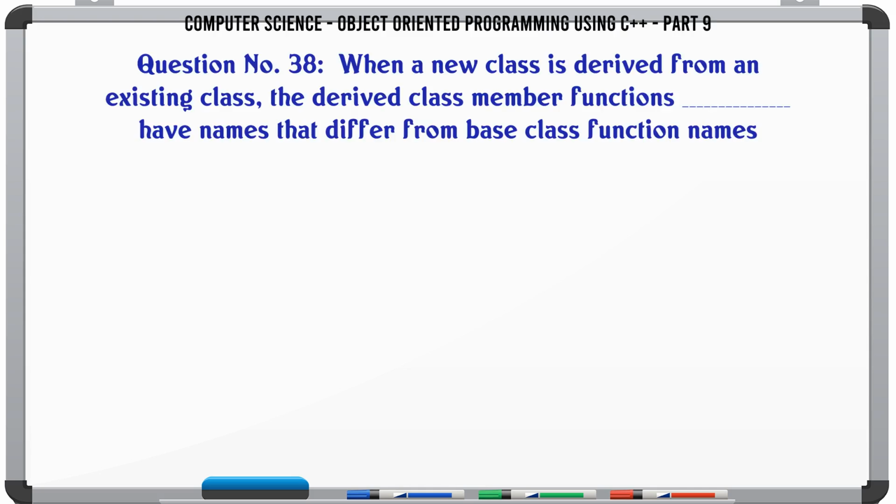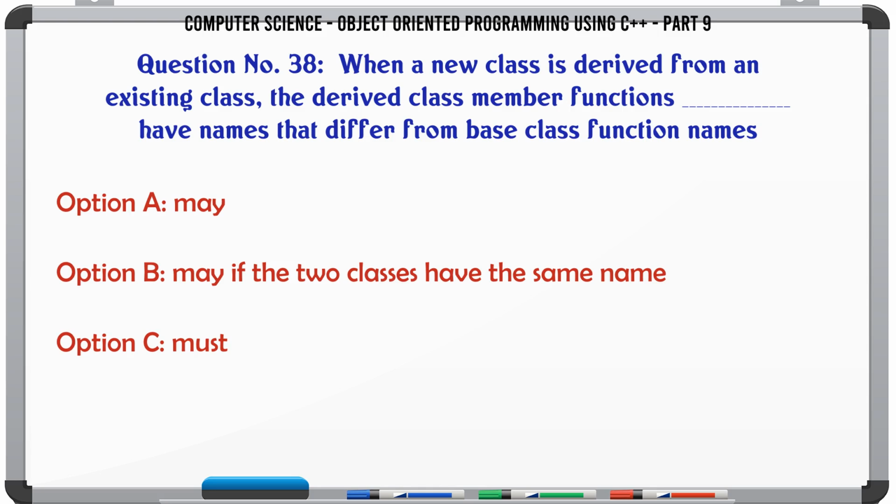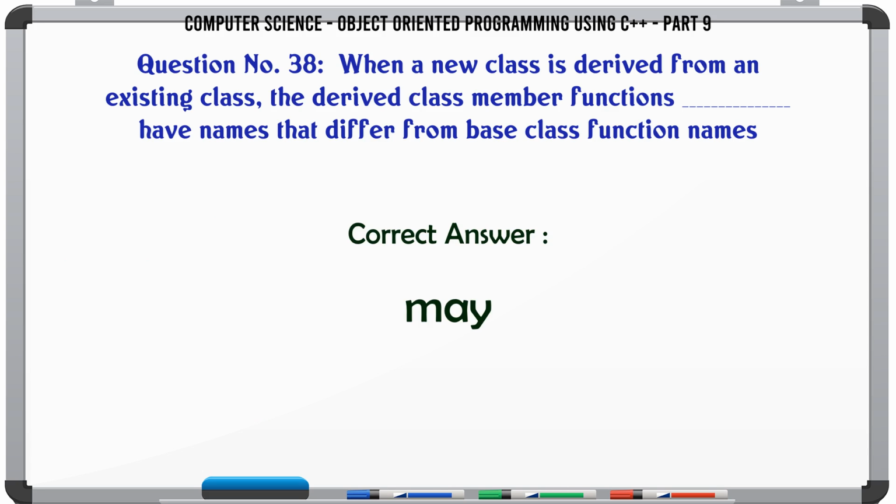When a new class is derived from an existing class, the derived class member functions have names that differ from base class function names: A. may. B. may if the two classes have the same name. C. must. D. must not. The correct answer is may.